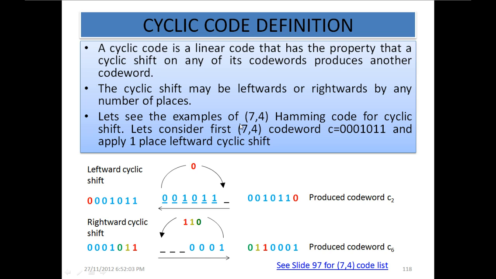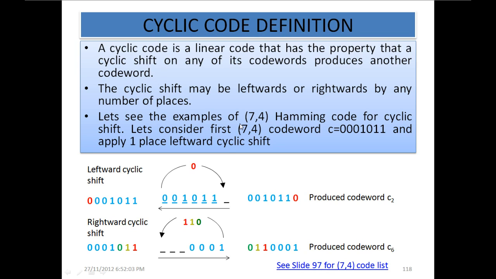The only difference between the linear code and cyclic code is that when we make a cyclic shift, and what is a cyclic shift, you will see that later on, whenever we make a cyclic shift in a code word, it produces another valid code word. The number of shifts is not limited. It can be any number of shifts, and it can be either from the right hand side or from the left hand side. The cyclic shift may be leftwards or rightwards by any number of places.